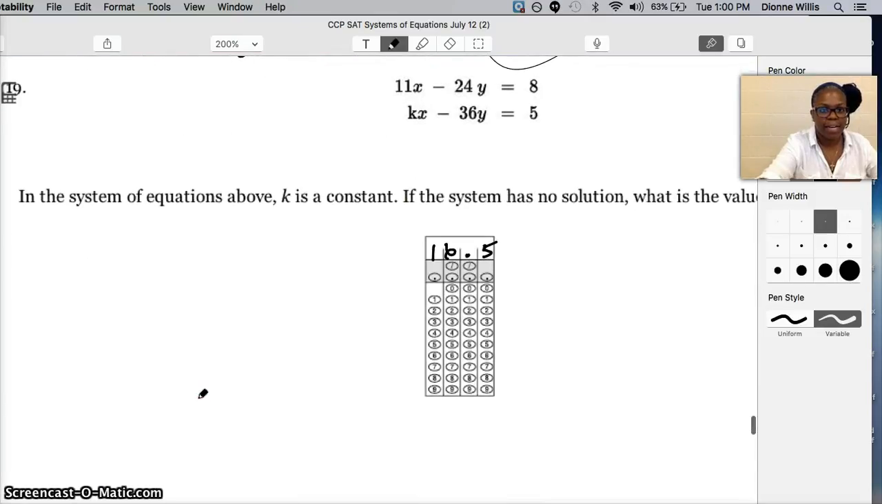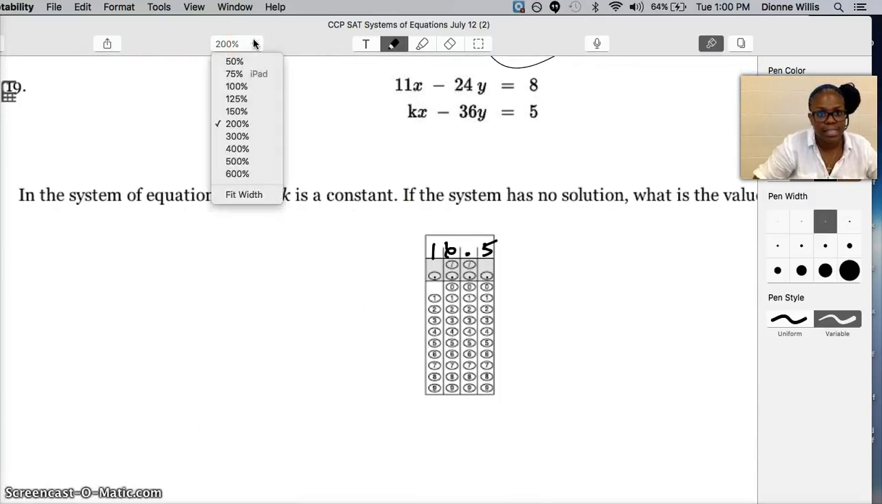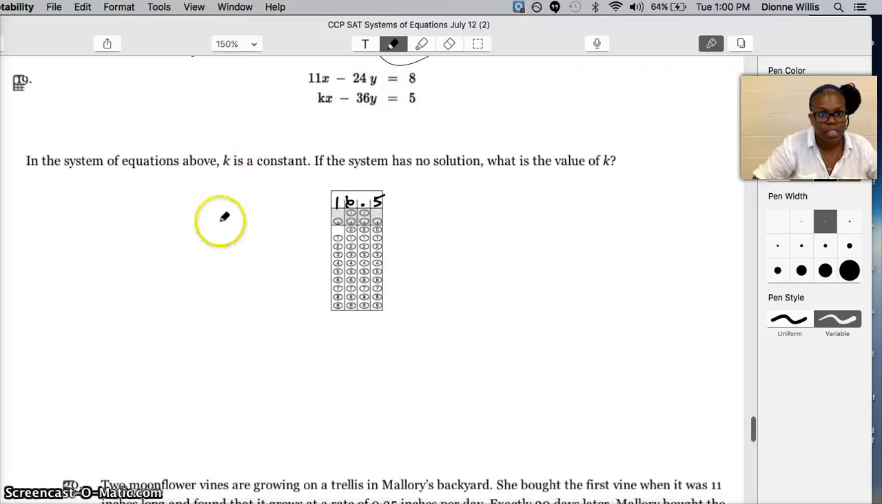So looking at number 19, we are given these two equations, and it says in this system of equations above, k is a constant, so it's just a number. If the system has no solution, what is the value of k? Let's go back. We remember systems have no solutions when the lines are parallel.